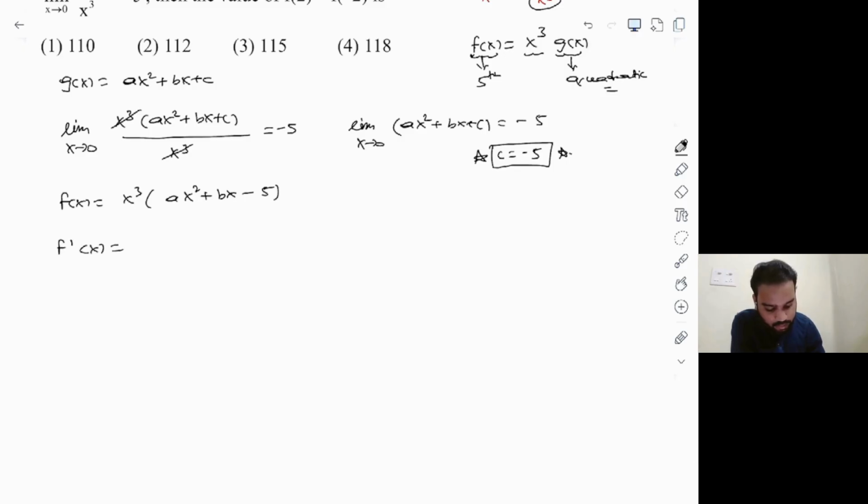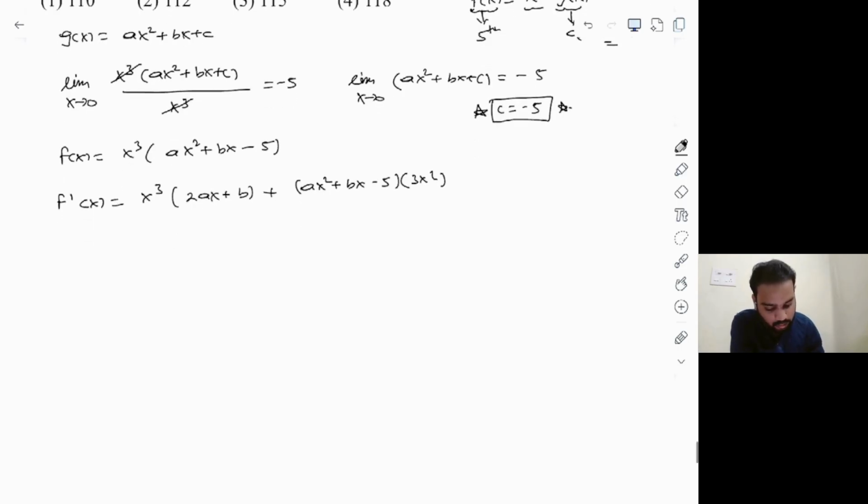So we get f dash of x is equals to, either you can expand and differentiate directly or else you can use the UV rule here. x cube multiplied by 2ax plus b. This is f dash of x function plus, and also we have ax square plus bx minus 5 multiplied by 3x square. Now in this, you have to input the conditions that f dash of 1 is equals to 0 implies. So f dash of 1 is going to be 1 multiplied by 2a plus b plus a plus b minus 5 multiplied by 3 is equals to 0.